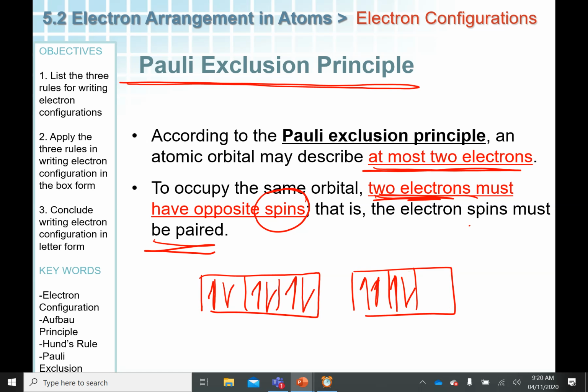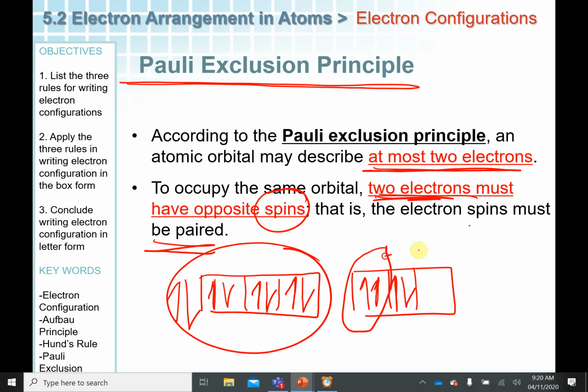Think about it. Well, definitely this one is correct because they have opposite spins in opposite directions. But did you notice this one? Both spins are in the same direction.